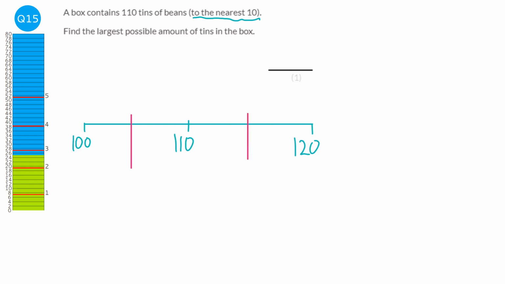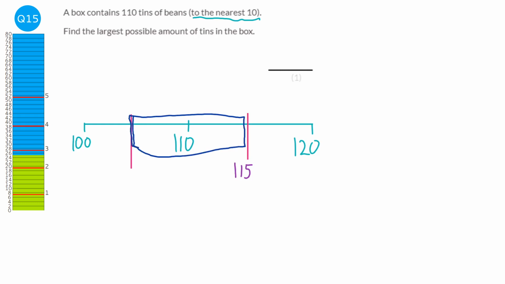Okay, so that's the cutoff point. If it goes above that cutoff point, it would have rounded to the next number up. So if the number was here, it would round to 120. If the number is on the cutoff point, which we can see is going to be 115, then we know it would round up. So we need to find the biggest number in this part here, and it includes this line actually.